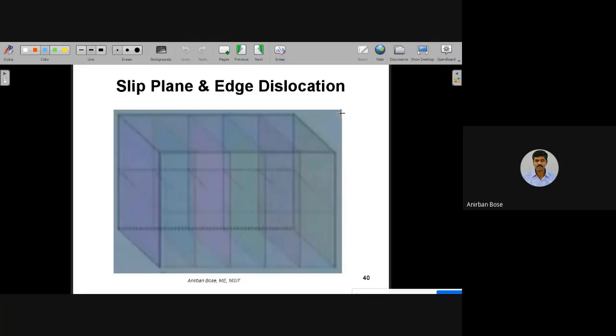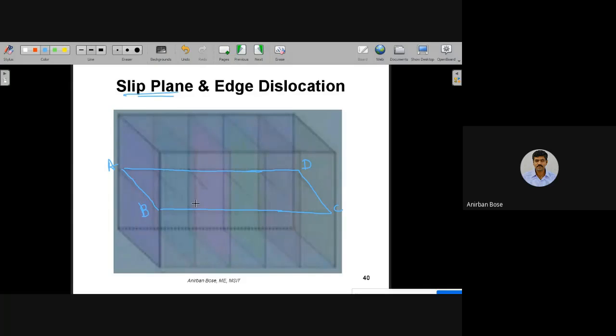Now let us try to remember a few important terminologies which are very important. So the first thing is the plane along which we actually cut this thing, or in other words the plane above which is the part plane, this whole plane is called the slip plane. So this plane ABCD is called the slip plane. These are certain terminologies that you have to remember. So ABCD is called the slip plane.